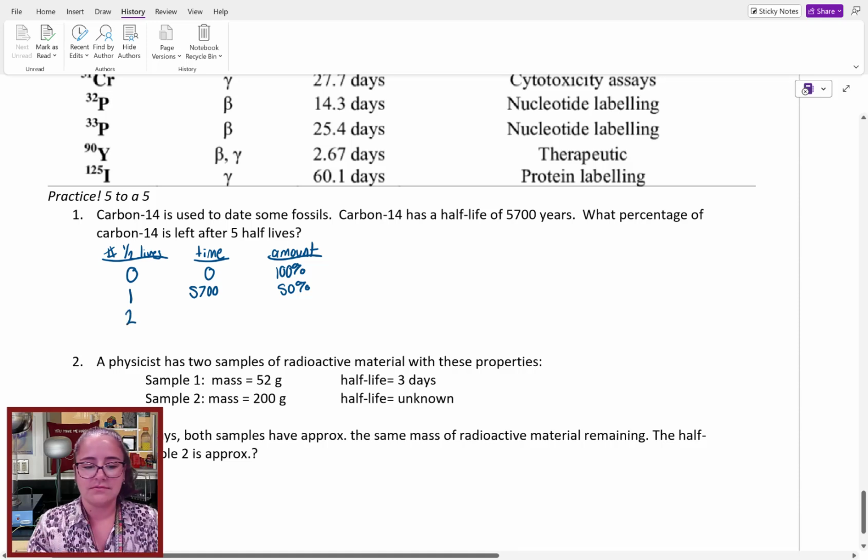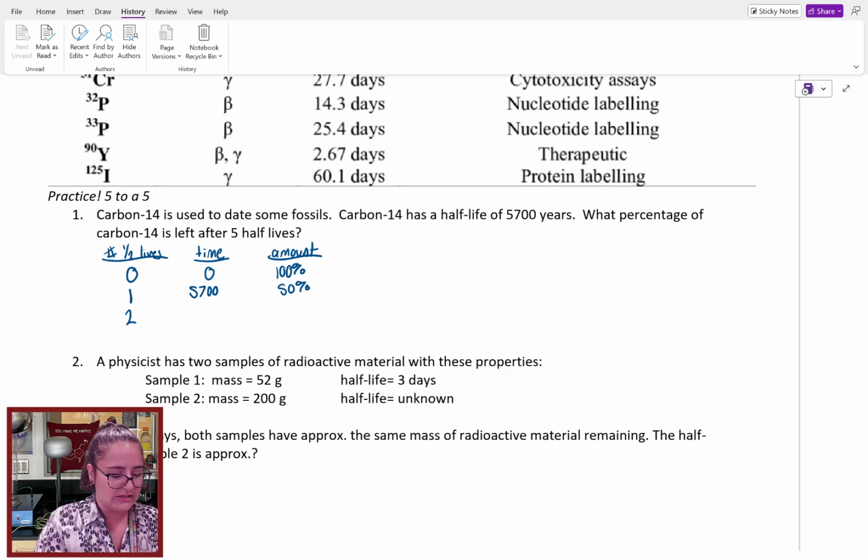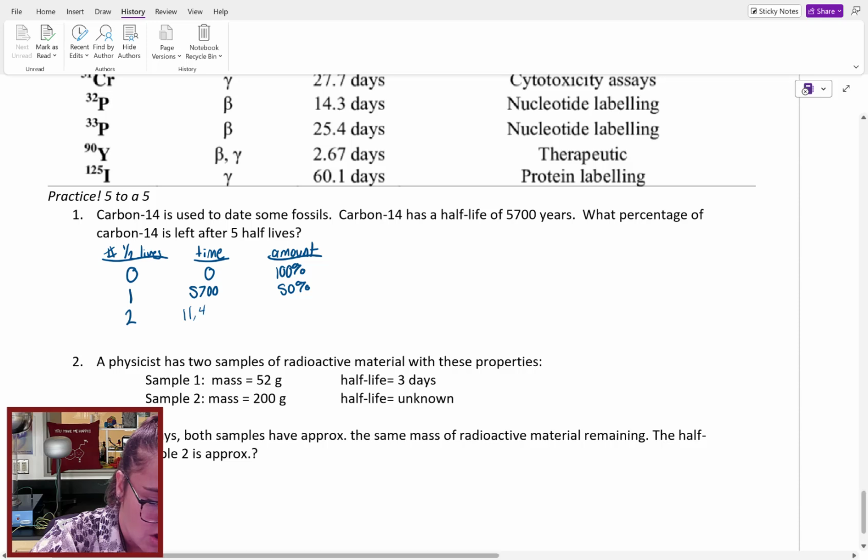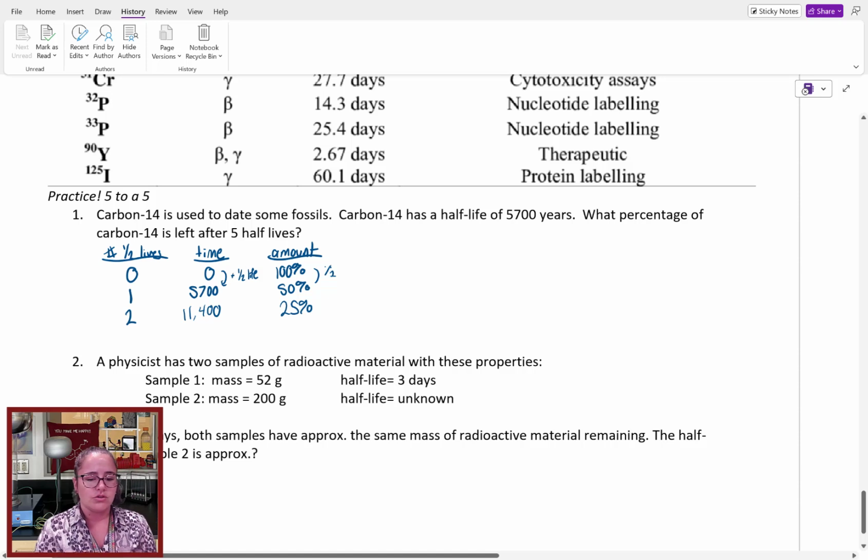After 2 half-lives, so 5,700 years times 2, it's been 11,400 years, and I'm now half again, so I'm down to 25%. In this, you are adding a half-life each time, and in this one, you are dividing by 2 each time. So after 3 half-lives, that will be 17,100 years, and I will be down to 12.5%.